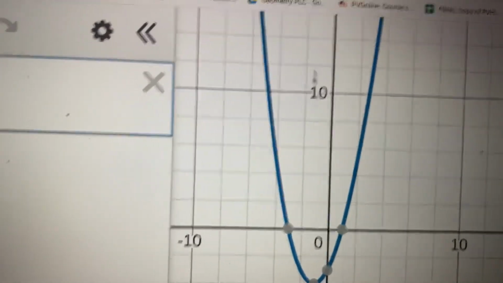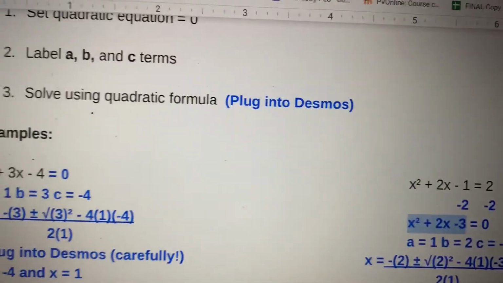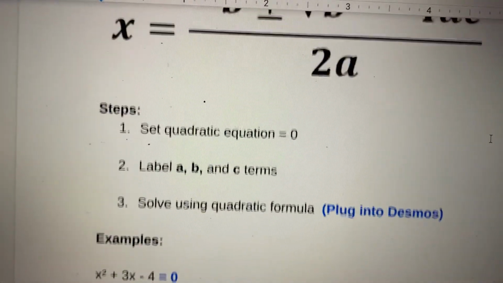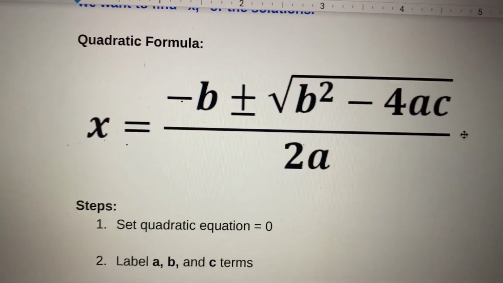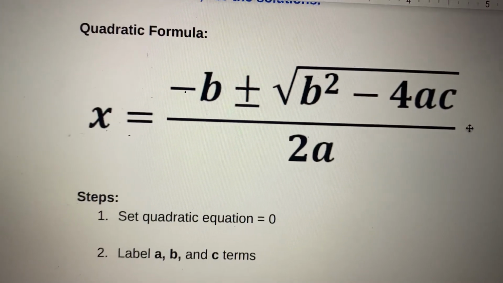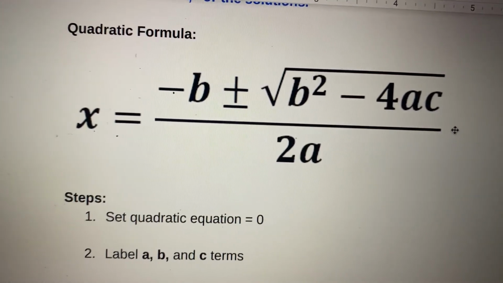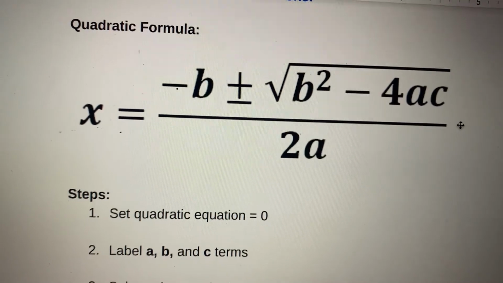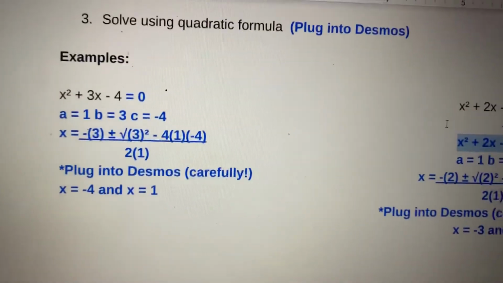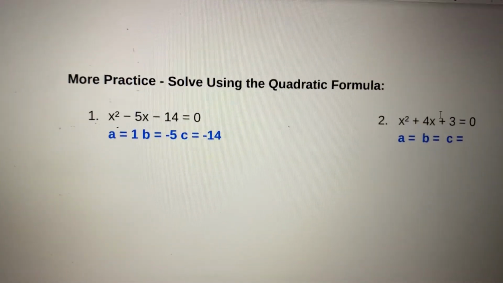Again, I know this is a lot. I know there's a lot of little steps for the quadratic formula. Really write it out. You're welcome to do the work on paper, take a picture of it and send it to me via email or on Google Classroom. I am asking that you just do these 4 problems right here.